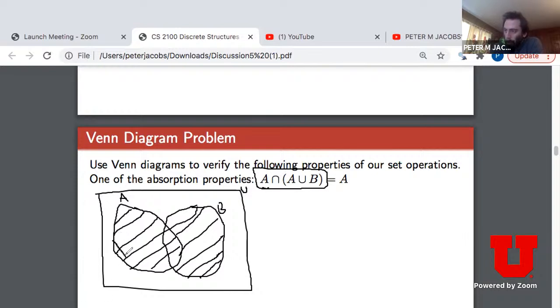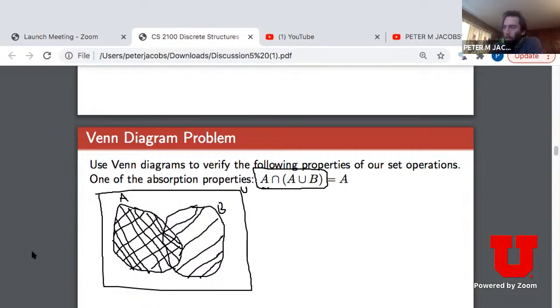So we're going to shade in A. Let's see here what happens. All right, so what we're left with, where we've shaded in both directions, that's the intersection. And you'll notice that what we've shaded in both directions is exactly A. So therefore A intersection A union B is equal to A.